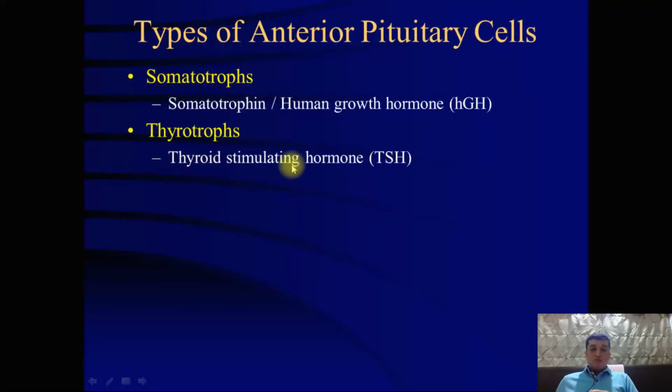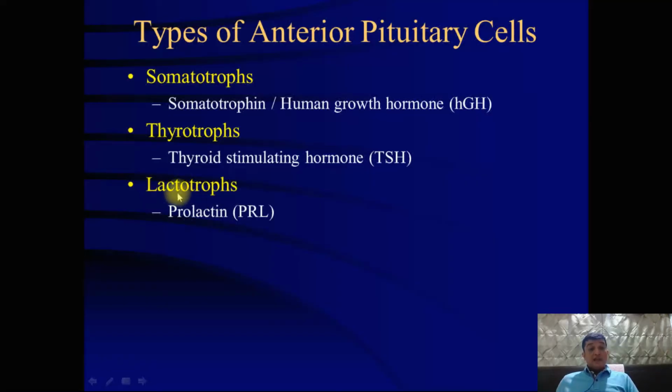It is not thyroid releasing hormone. TRH refers to thyrotrophin releasing hormone, right? Because it is stimulating the release of TSH or thyrotrophin. Third one, lactotroph. Definitely from this word you can now correlate, that is prolactin. So lactotroph releases prolactin. Fine.